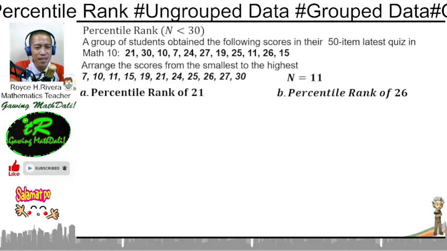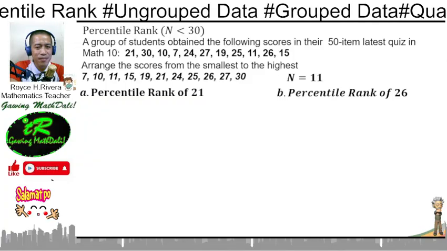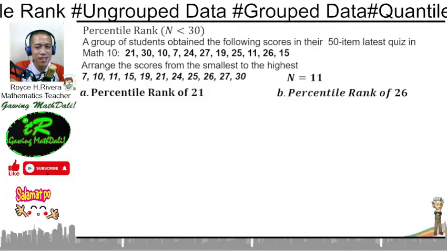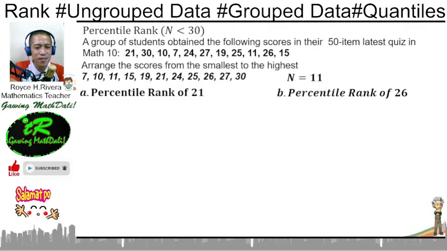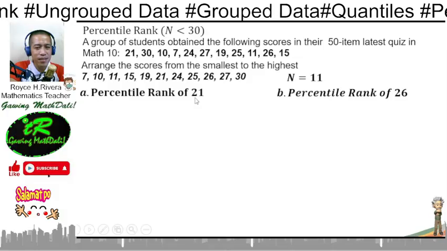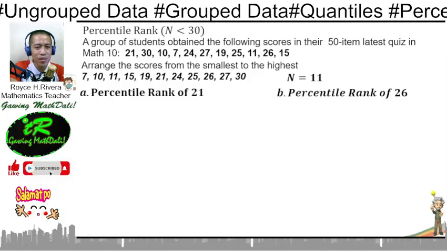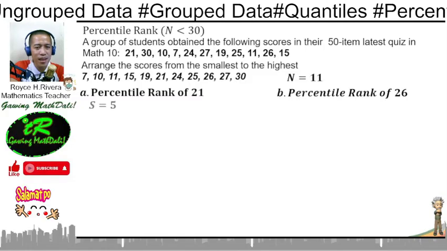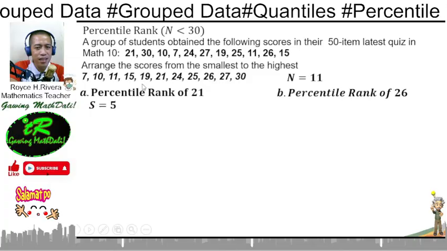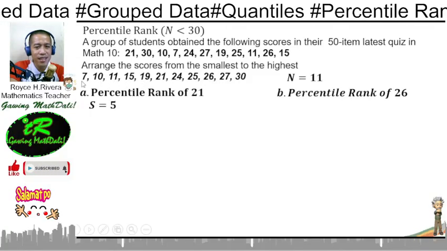To get the percentile rank, we need to count the number of scores that are less than the given score. In the first case, 21. We need to count the number of scores that are below 21. And we have 5. Namely, 19, 15, 11, 10, and 7.